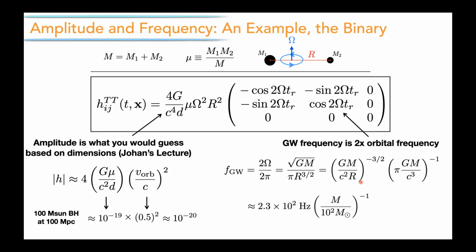The question is, why choose v_orb = 0.5 c as an upper limit? And the answer was, that's the innermost stable circular orbital velocity for a test particle around a Schwarzschild black hole. Okay, so we've gone through the quadrupole formula for a binary.